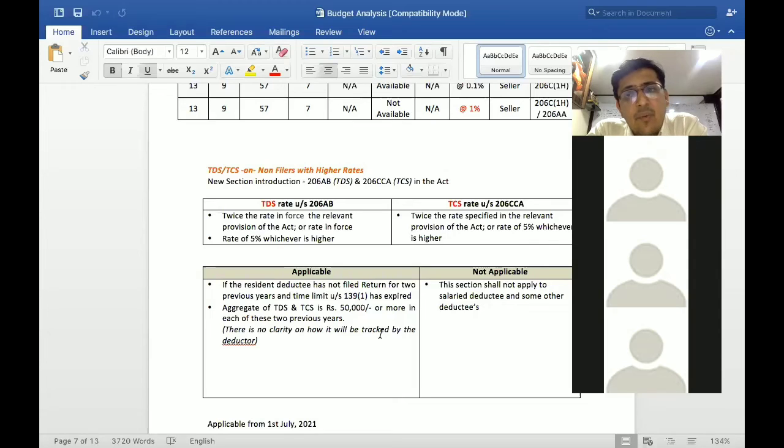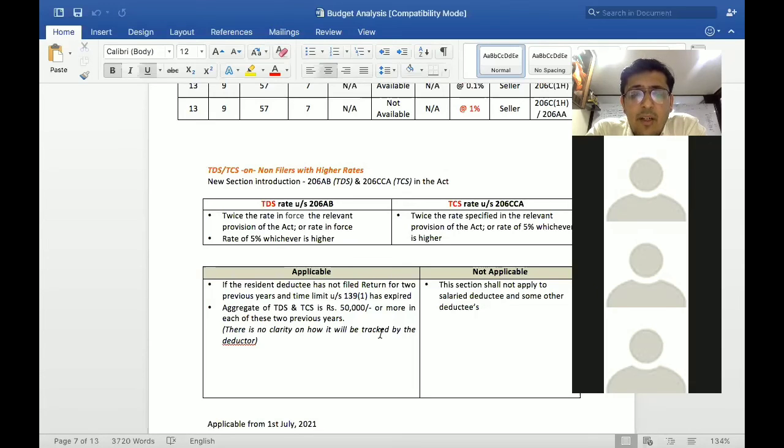So if it is 10%, it will be 20%. If it is 1%, then twice is 2%, but then the higher rate is 5%. Therefore, 5% will be considered. The point is that we have to check whether they have filed their return in the period of 2 years. Have they filed their return? And if not, whether the time limit has expired. Yes, in that particular case this provision will come into picture.